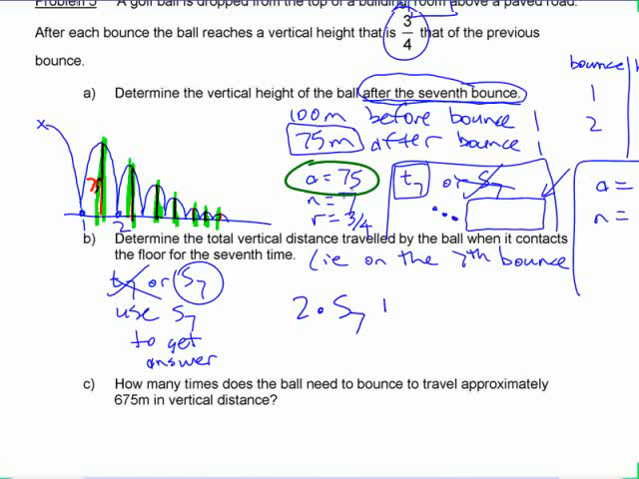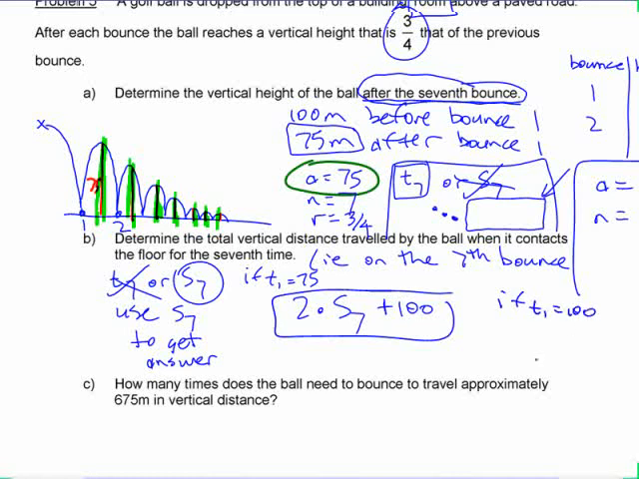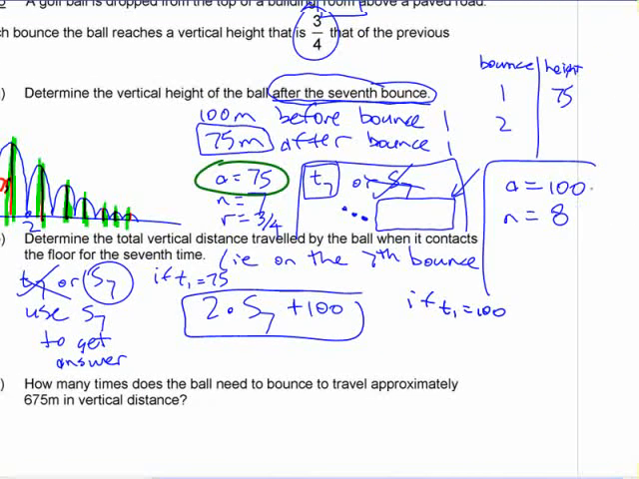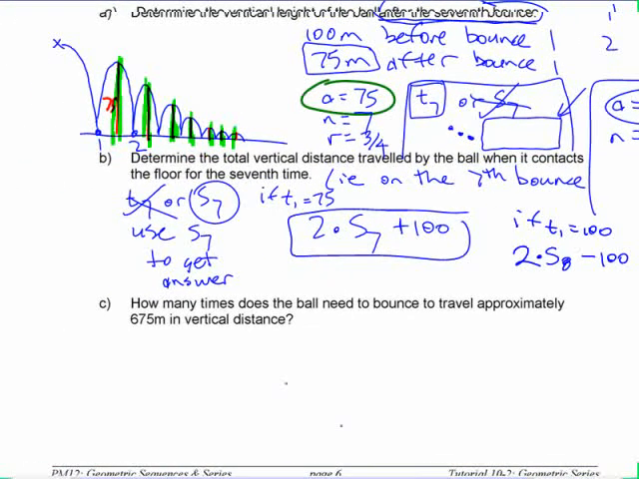If I started with term 1 being 75, if T1 or A equals 75, then I would do that plus 100. If I use term 1 as 100, what would I need to do here? If I set it up like this, where I started with 100 and used 8 terms, yeah, 2 times S8, but minus 100. Why do I minus 100 in that case? Yeah, it didn't go up to start with, right? So whichever way you do it is fine.